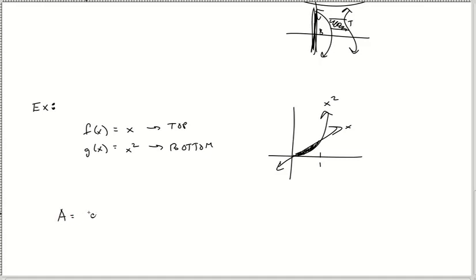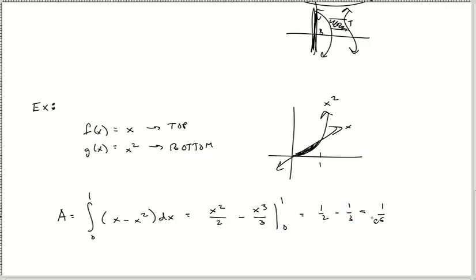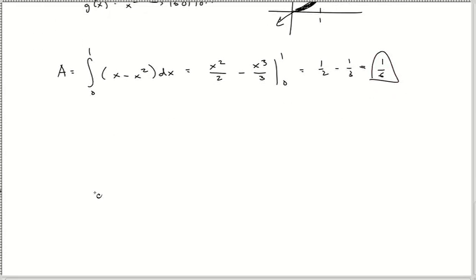So my area here is pretty easy: 0 to 1 of top minus bottom. I'm going to integrate, getting x squared over 2 minus x cubed over 3 from 0 to 1. The 0 cancels everything. The 1 makes it really simple. When you do the math, you get 1/6. There you go. Let's keep going.